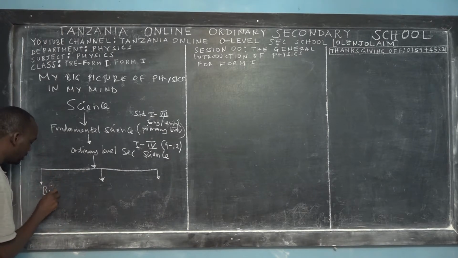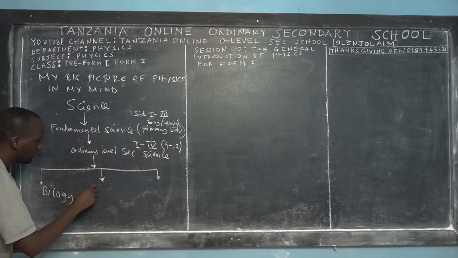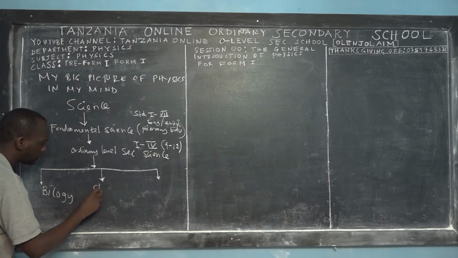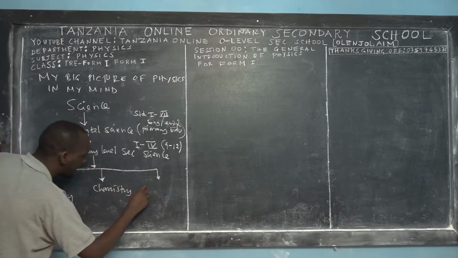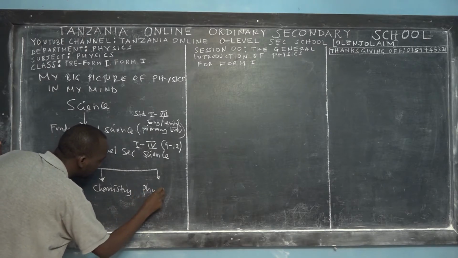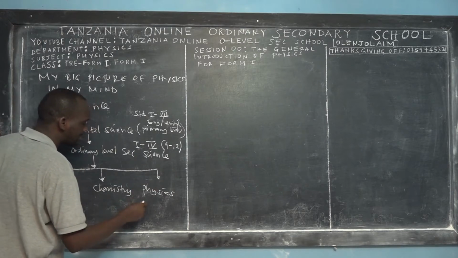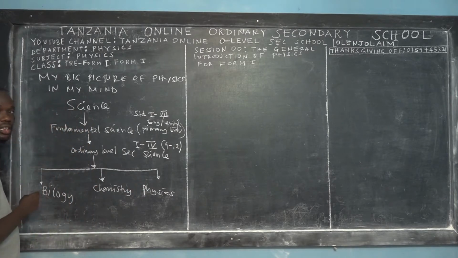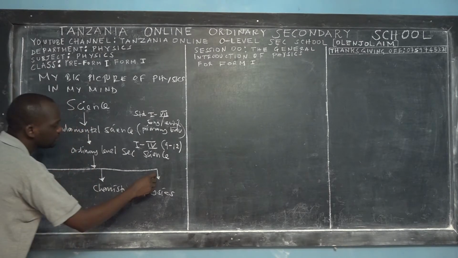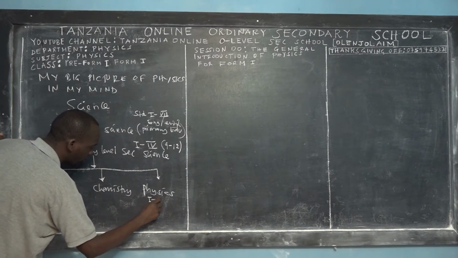The first one is called biology, so the science is divided into biology. The second one is the subject called chemistry, and then the third one is physics. But also, when you go to the O level, you can find another science subject which is not a part of the general science that we learned in primary school. So it means there is a physics for Form 1 to Form 4.